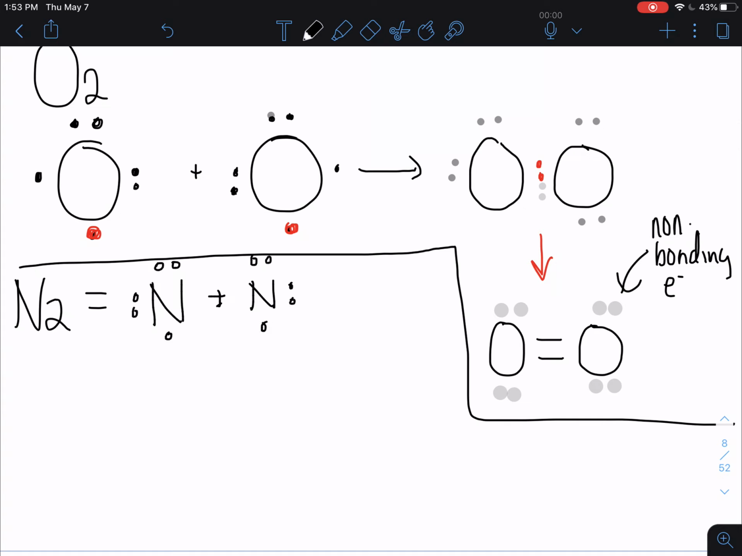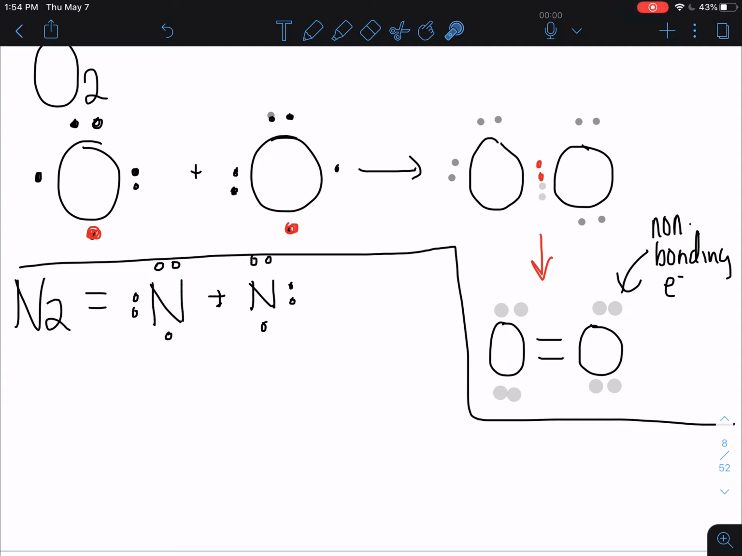Okay, so they're going to have to come together again to form a bond. Now, if we just take a look, we have 1, 2, 3, 4, 5. So this nitrogen needs 3 more electrons to have a full valence. Same goes with this one, which also has 5. How are we going to get 3 more electrons over here?